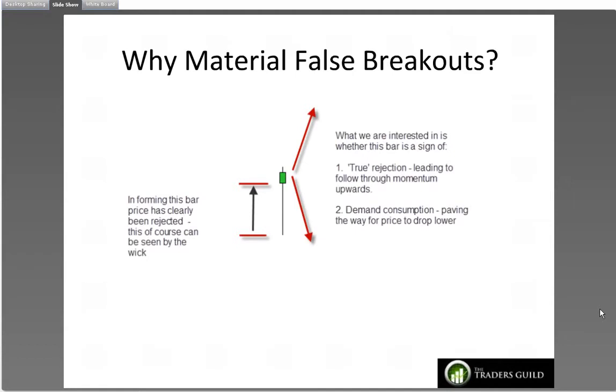Okay, so that's one of the reasons why I look for material forced breakouts, because there can be uncertainty whether a forced breakout is supply demand consumption or a true forced breakout, i.e. a true rejection leading to a continuous rejection. And with small forced breakouts, especially when going against strong trends, there can be a lot of uncertainty regarding this. So that's why I look for material forced breakouts, because the bigger the rejection, the less likely it is to be a supply demand consumption bar, and the more likely it is to lead to true rejection, i.e. a true forced breakout and the order flow taking over.